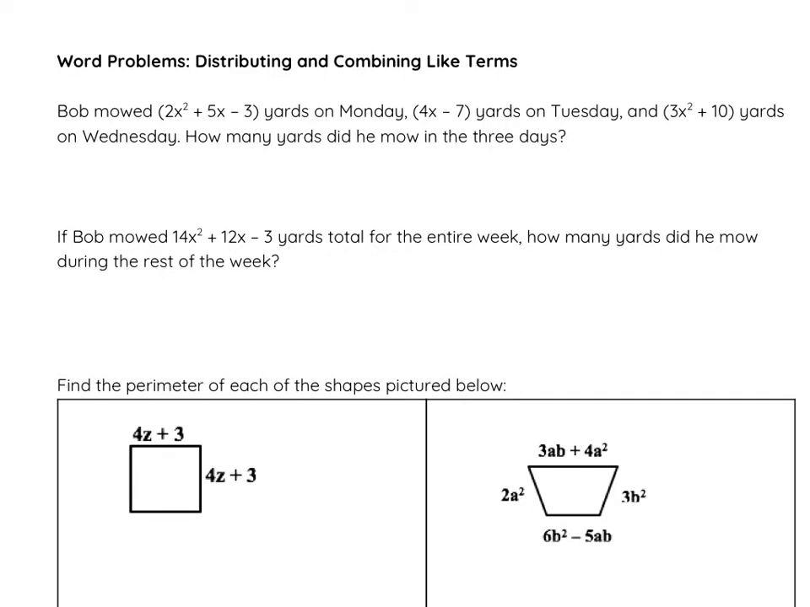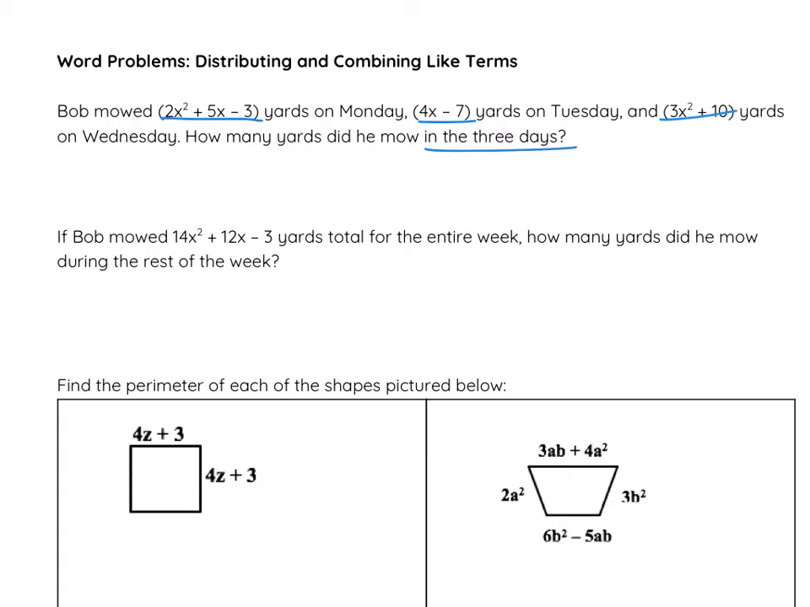So for this first one, it says Bob mowed 2x squared plus 5x minus 3 yards on Monday, 4x minus 7 yards on Tuesday, and 3x squared plus 10 yards on Wednesday. So we don't actually know how many yards that is, but these are expressions representing that. If we knew what x was, then we could figure it out, but they didn't give us that information. We want to determine how many yards did he mow in the 3 days. So essentially, altogether, how much did he mow?